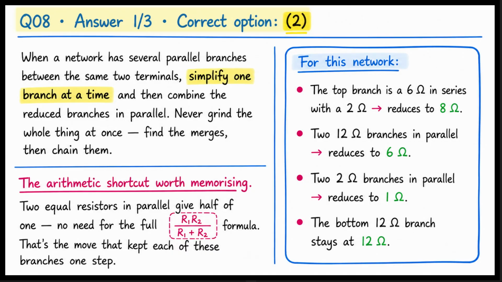The answer is option 2, 4 ohms. Here's how to think about the reduction. 2 equal resistors in parallel give half of 1. That's the shortcut. For this network, the top branch is a 6 ohm in series with a 2 ohm, which reduces to 8 ohms. 2 12-ohm branches in parallel reduce to 6 ohms. 2 2-ohm branches in parallel reduce to 1 ohm. The bottom 12-ohm branch stays at 12 ohms. So now you have 4 branches in parallel, 8, 6, 1, and 12. Combine them in parallel, and that's where the chain of merges technique comes in. Let me show you the diagram on the next slide that walks the full reduction panel by panel.